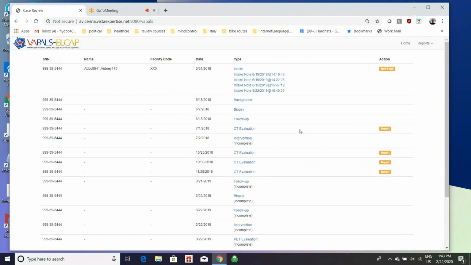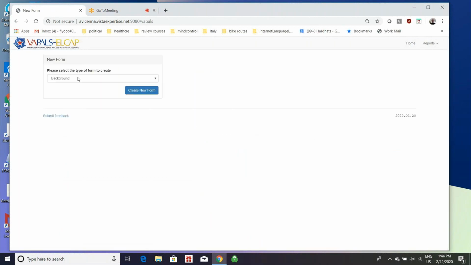In terms of the new features and how this works, I think you've hit most of the points. Why don't we do a new form for this patient and have it be a biopsy form, and that way you'll show the nodules being pulled in.